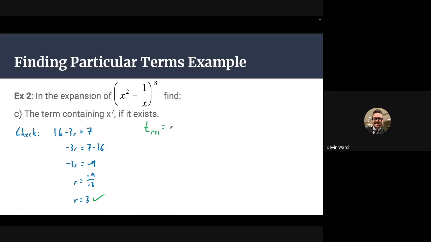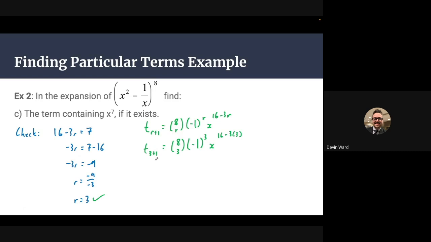So I can sub this into my general term. I have 8 choose r times negative 1 to the power of r, x to the 16 minus 3r. So that was my general term. T sub 3 plus 1 is equal to 8 choose 3, negative 1 to the power of 3, x to the power of 16 minus 3 times 3.